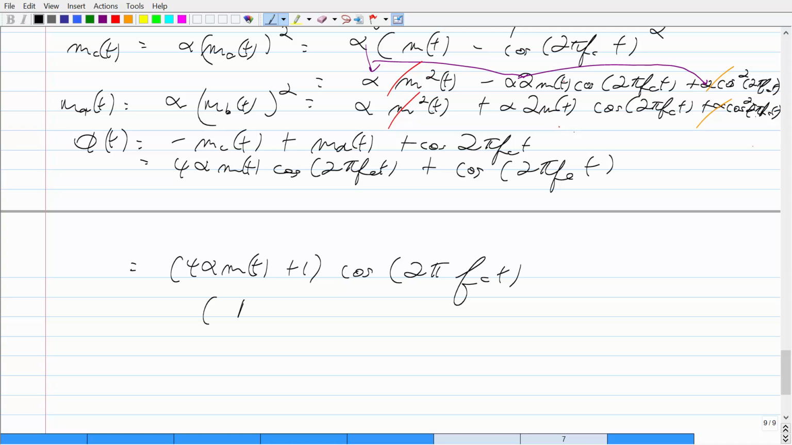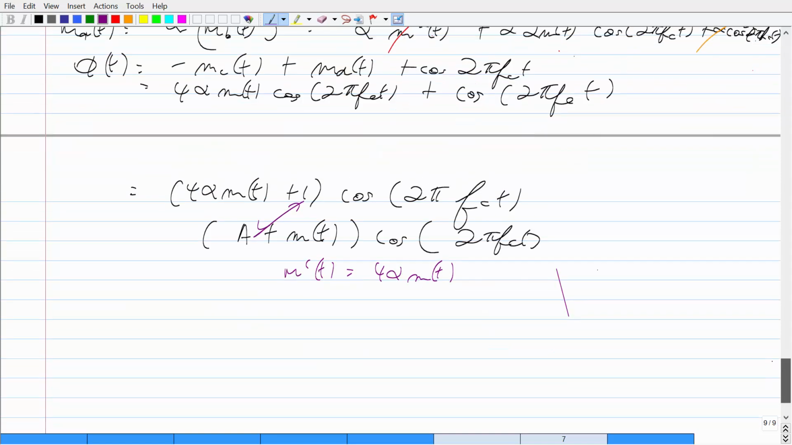And this looks like a plus m of t, right? So this guy would be a, and m of t, we'll call it prime, is just 4 alpha m of t. So there you go. That looks like an amplitude modulated signal to me. In this case, your carrier is simply 1, and your message is simply 4 alpha times the original message. That's it. You're just going through the block diagram, going from beginning to end, and that's what you get. Any questions here? Are we good? You sure? Okay.